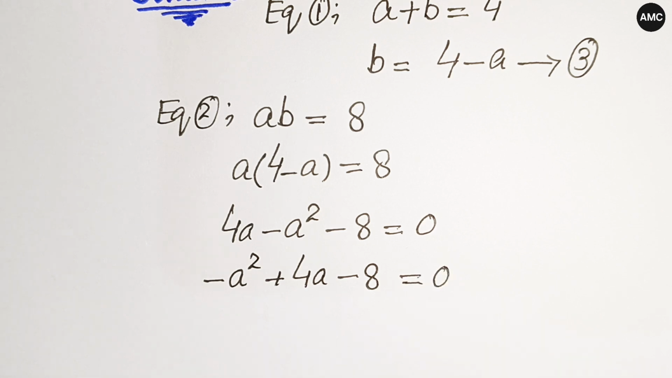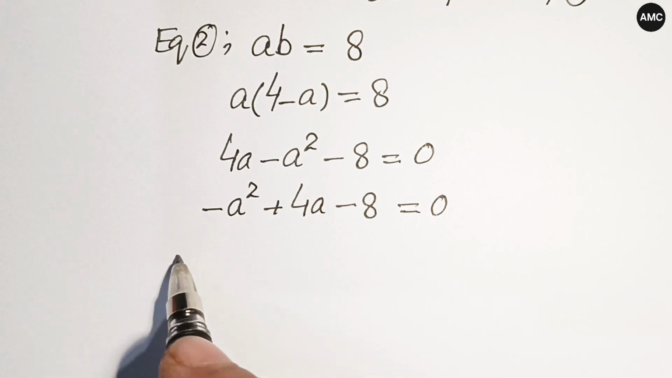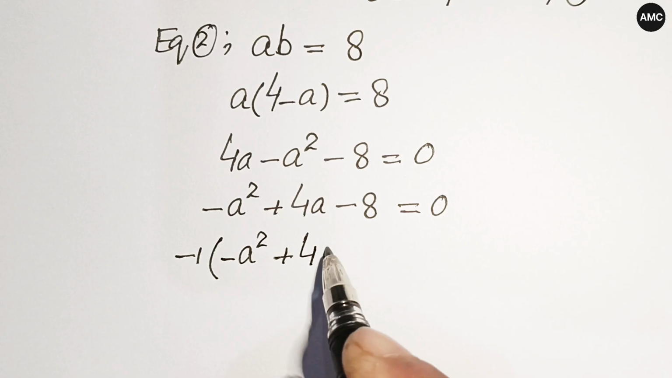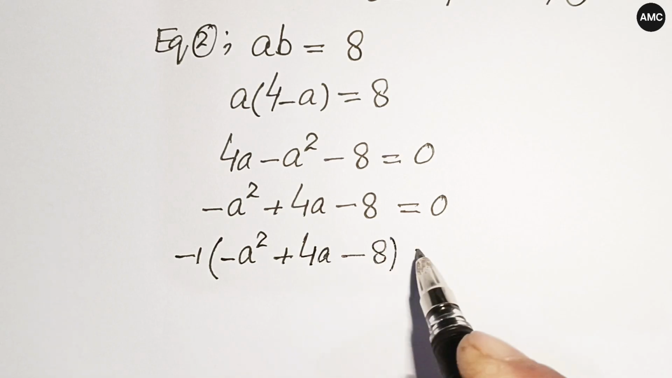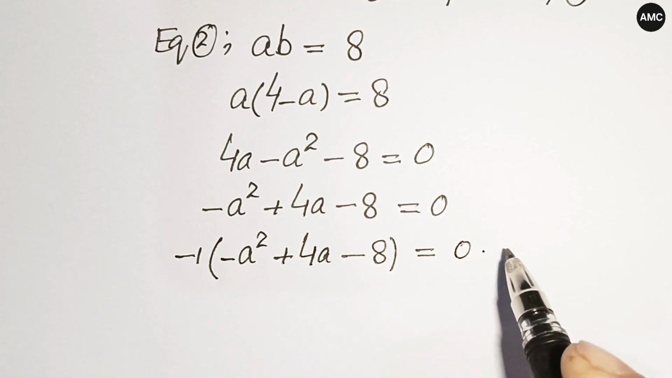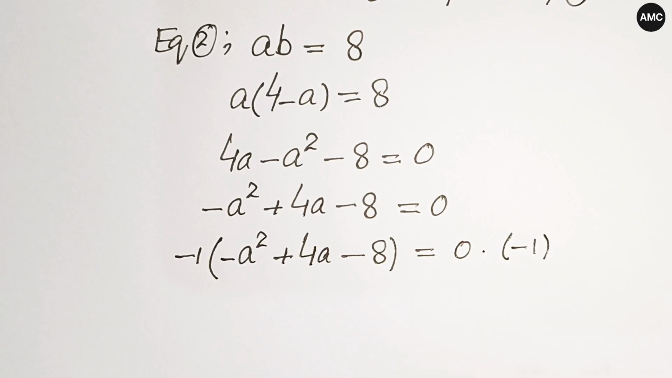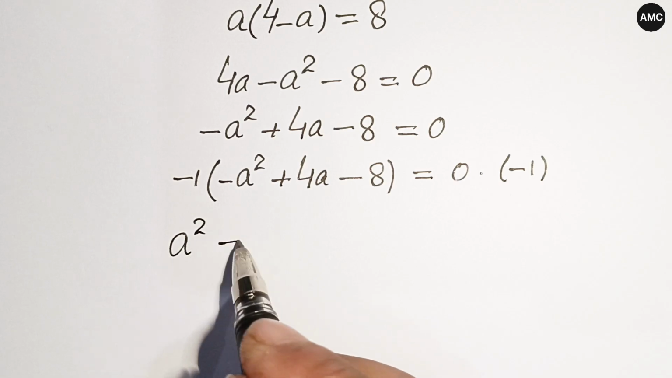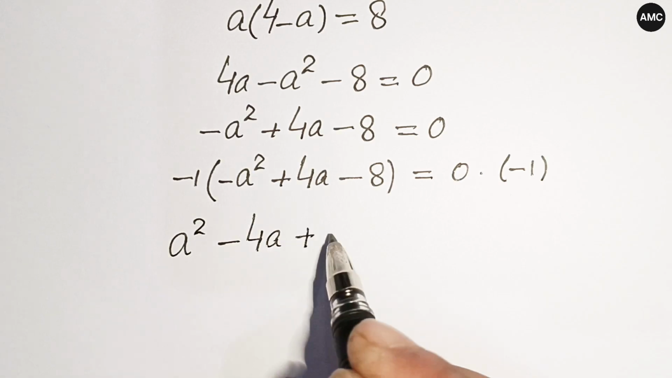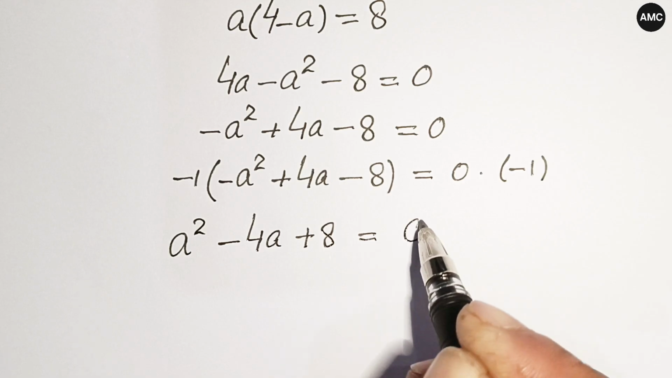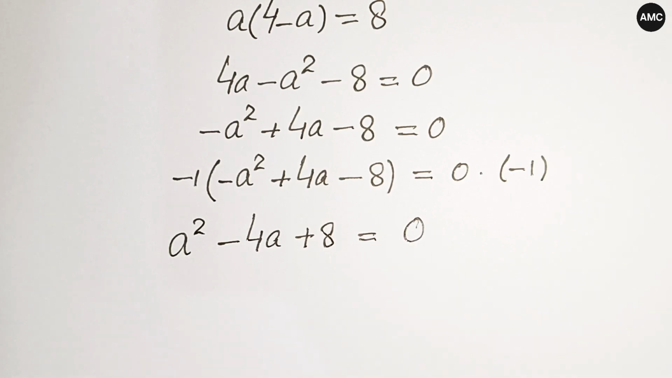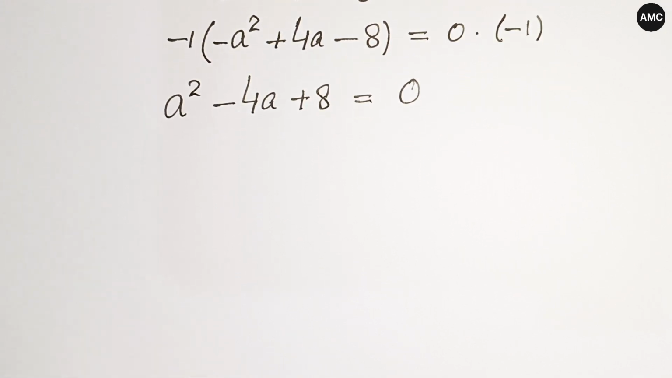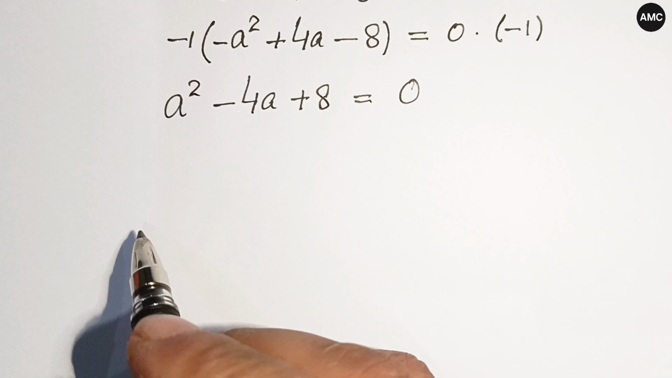So if we multiply minus 1 on both hand sides, minus 1 times minus a squared plus 4 times a minus 8 is equal to 0 times minus 1. So here we have minus times minus is plus, a squared minus 4 times a plus 8 is equal to 0. Now we have a nice quadratic equation. We have to solve this equation with respect to a by using the quadratic formula.